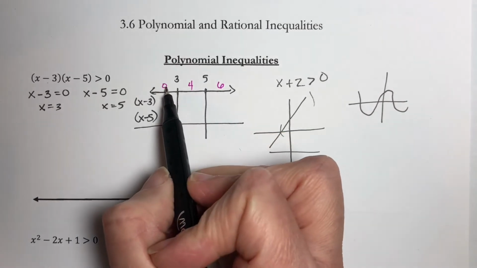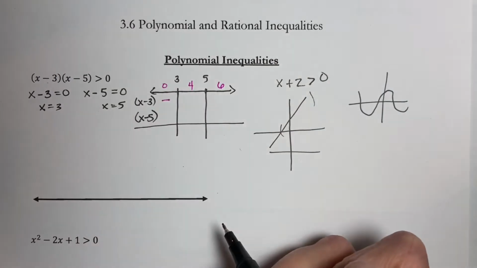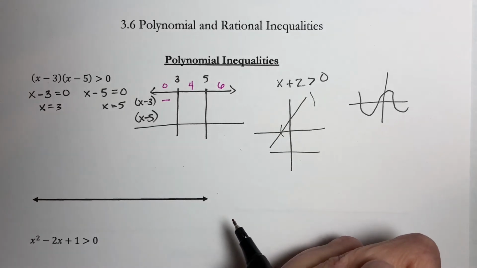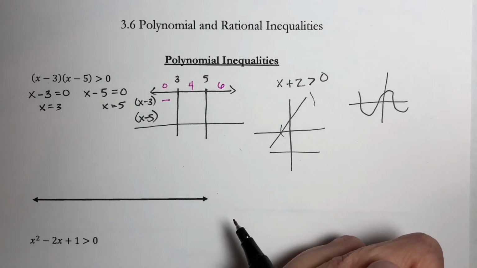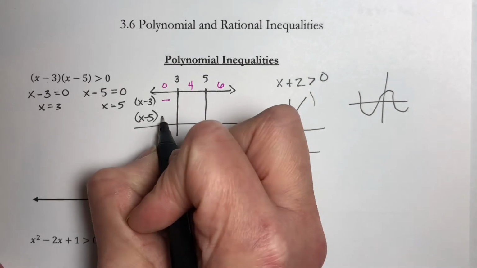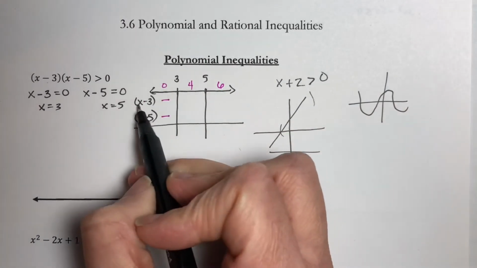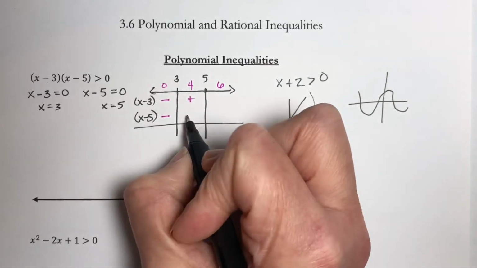Now, what I mean is, if I plug in 0 right here, 0 minus 3 gives me a negative number. Okay, and this is particularly nice when you're dealing with fractions and things where you can see that you're going to get a positive answer, or you can see that you're going to get a negative answer, but you don't want to have to go through the entire process of getting the exact answer. If I plug in 0 here, 0 minus 5 is negative. Now 4 minus 3 is positive. 4 minus 5 is negative.